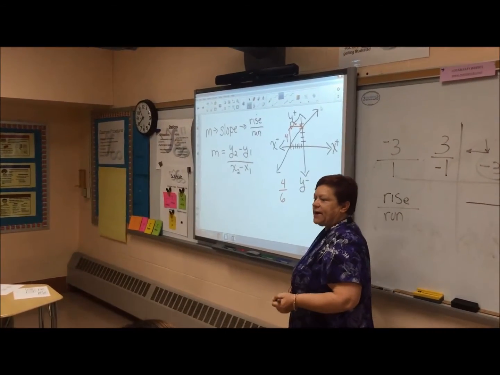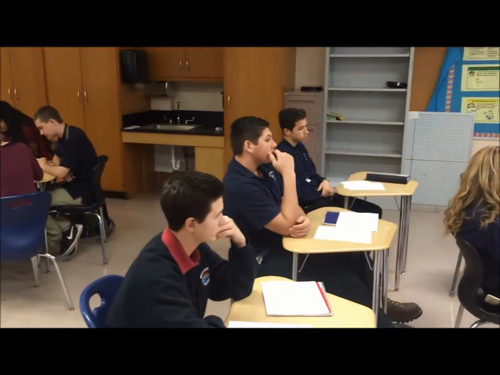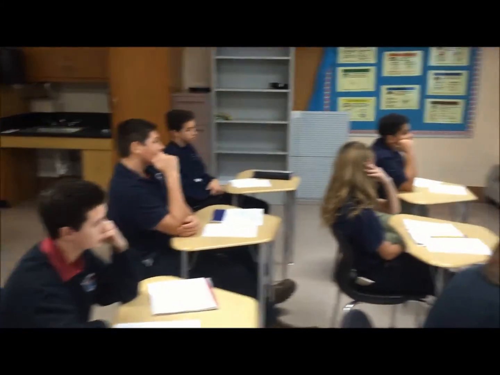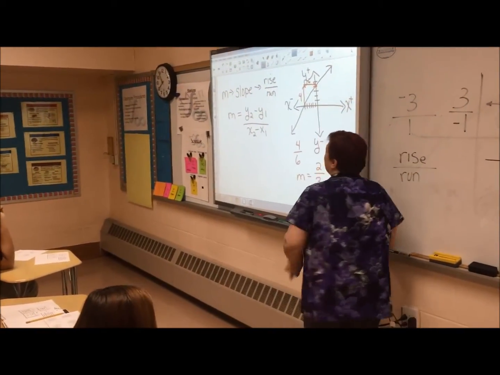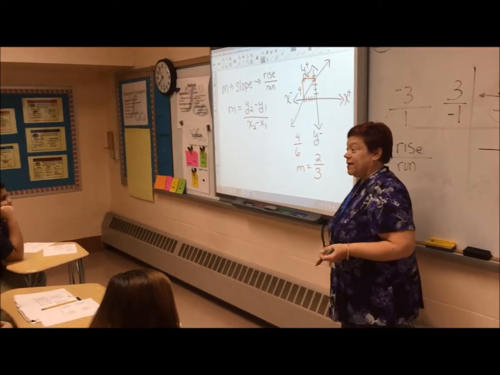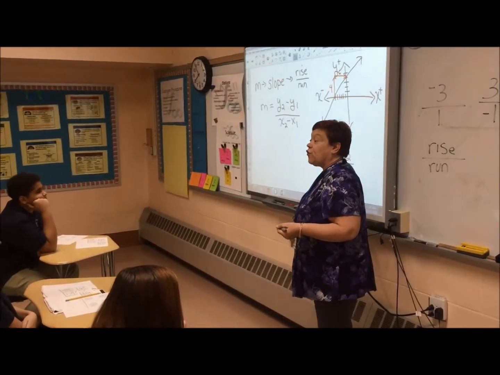It's not simplified. So Tristan, can you tell me how to simplify it? You just divide by 2. Good. So what is the final answer? Slope is 2/3. 2/3. So on the activity, when we ask you to draw the slope, this is what we mean. Now what if you didn't draw it and you wanted to use the formula?